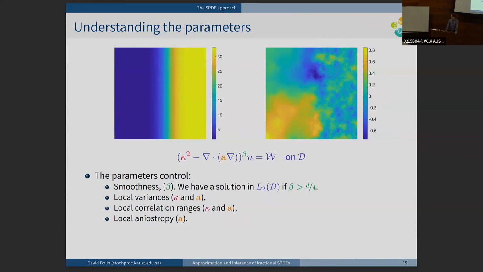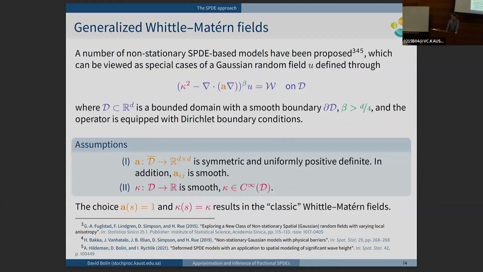Sure. So here we're just saying that we have a homogeneous Dirichlet condition on the boundary. You can also do Neumann. Then you just have to assume that kappa is bounded from below as well.